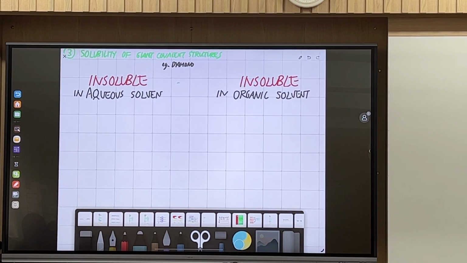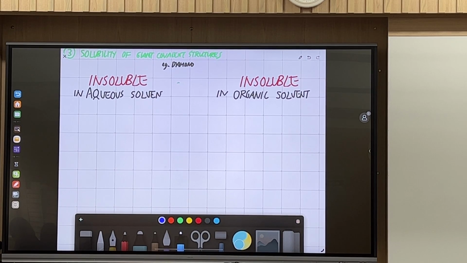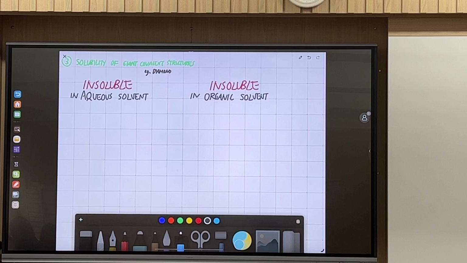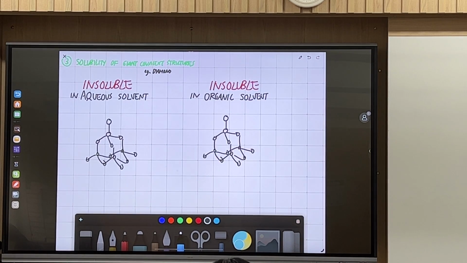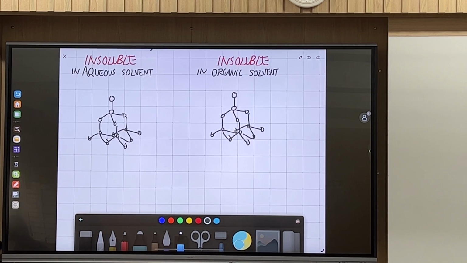Because all the bonds are so strong, no amount of attraction can compensate for the attraction you break in these two solvents. So for this part, you can draw a diamond here. I think by now you should be pretty good at drawing diamond. When I put the diamond into water or in oil, they cannot break this attraction because these are too strong.